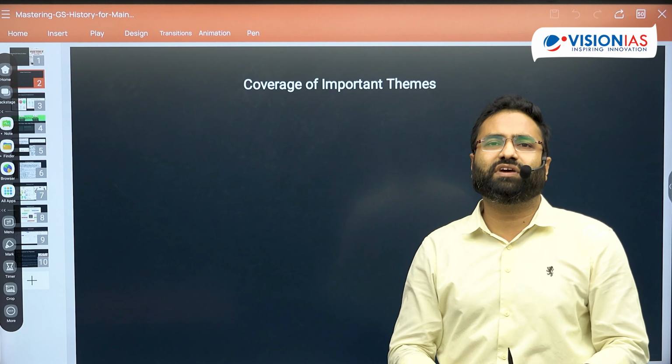Otherwise you will get those things in a scattered manner in different resources, right? And before the prelims you can't afford to go through multiple resources again. So this one-shot solution is going to provide you a lot of important information with respect to the subject.